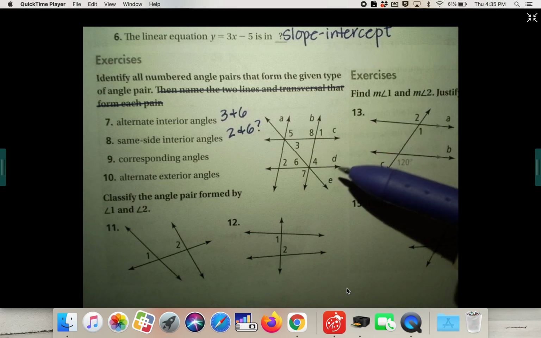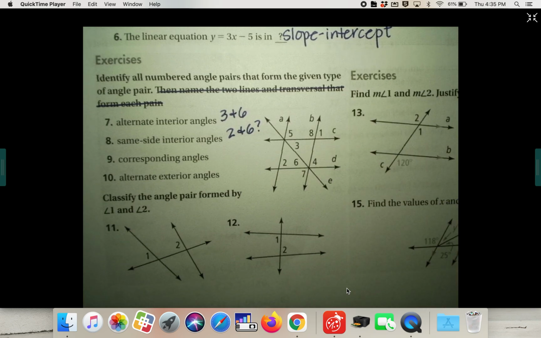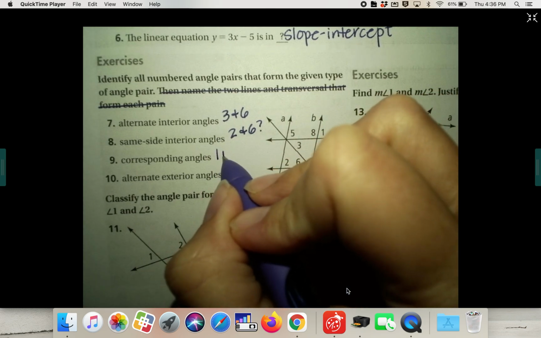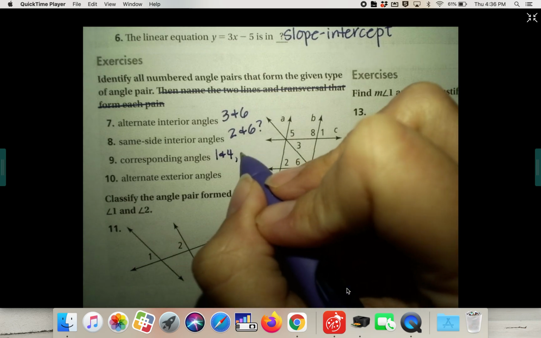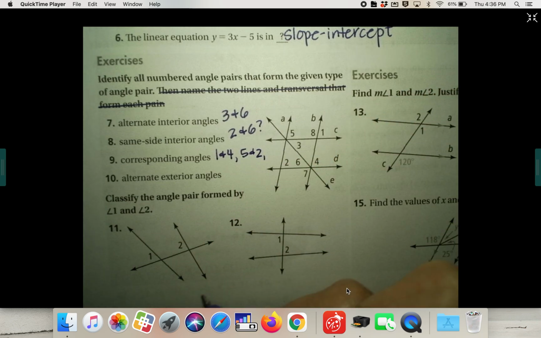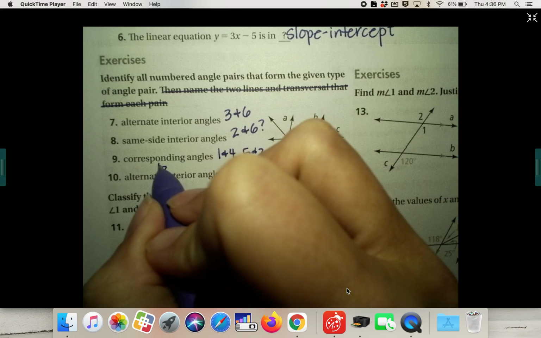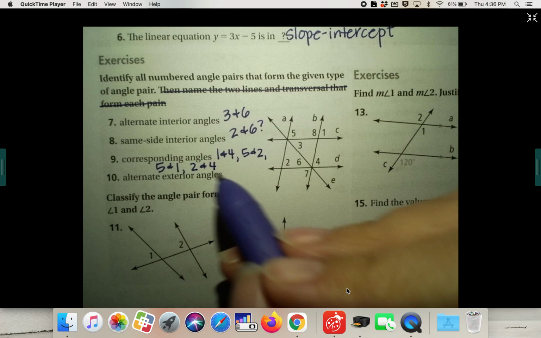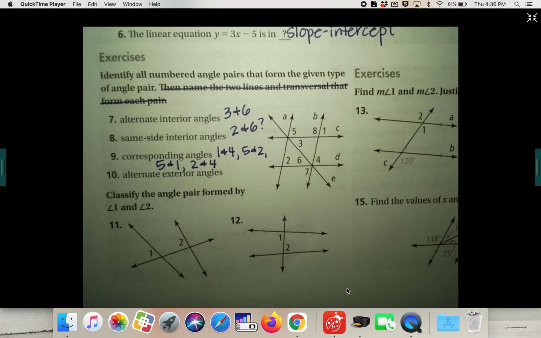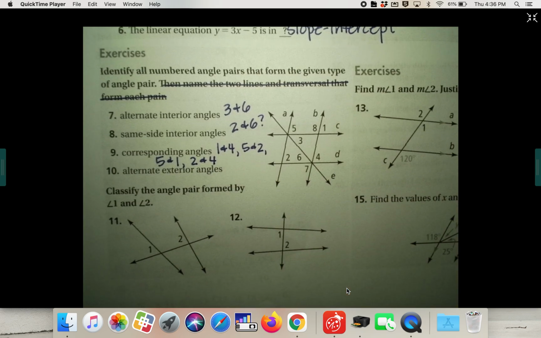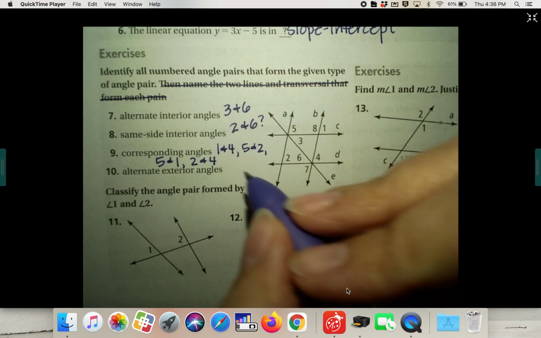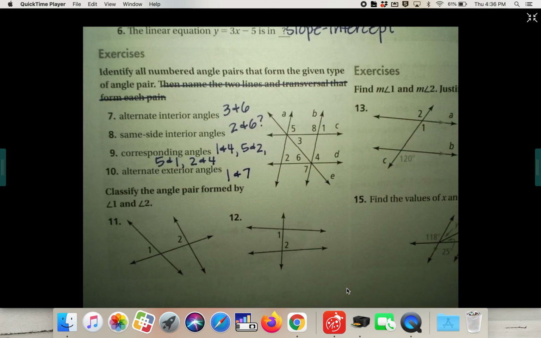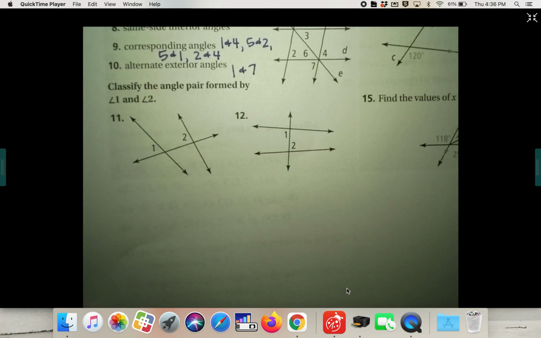Number 9, again, on your actual test, it'll be a lot easier to see. Number 9, corresponding angles. There's a lot of these. I found 1 and 4, 5 and 2, and then if you're looking at it slightly differently, it could be 5 and 1 and 2 and 4. So as long as you have one or some of those. Number 10, alternate exterior angles. I just put 1 and 7. There might be others, like I said, but I stopped because this was really hard to see. So sorry about that. All right, let's move on down to numbers 11 and 12.